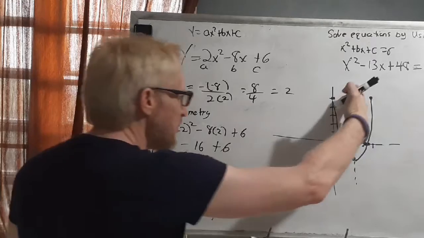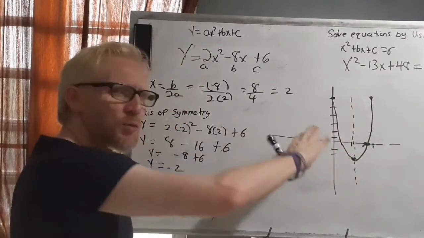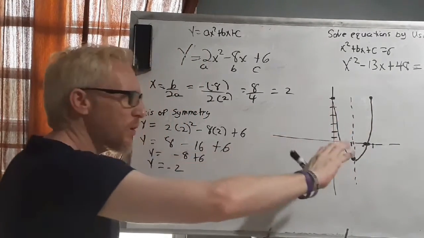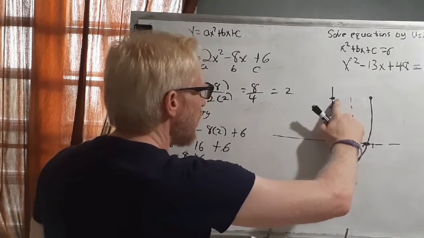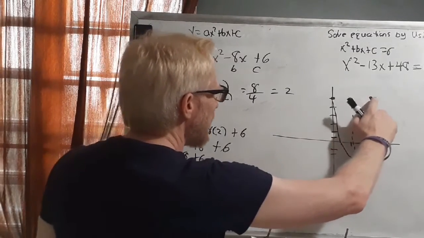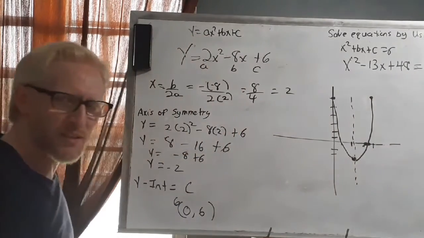Now, since my axis of symmetry is at x equals 2, I draw that dotted line that helps me separate the graph into two equal halves. And I know that 0, 6 is here, so I want to see where it would be reflected, and I know that would be about here, and that's the coordinate 4 and 6.